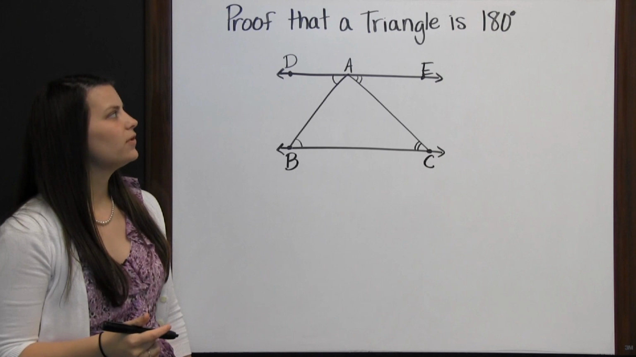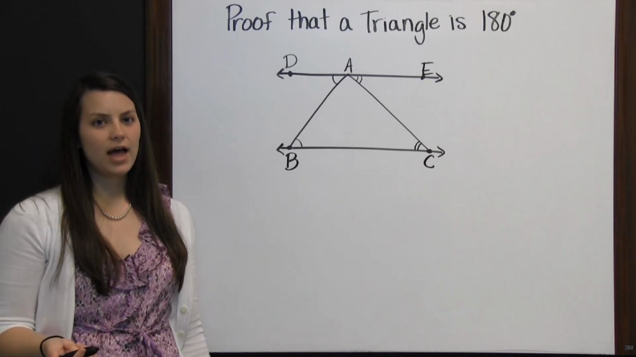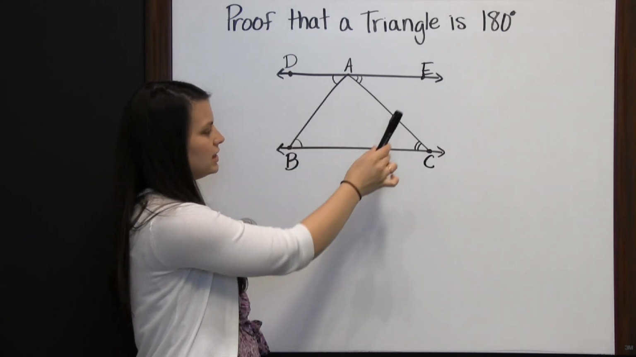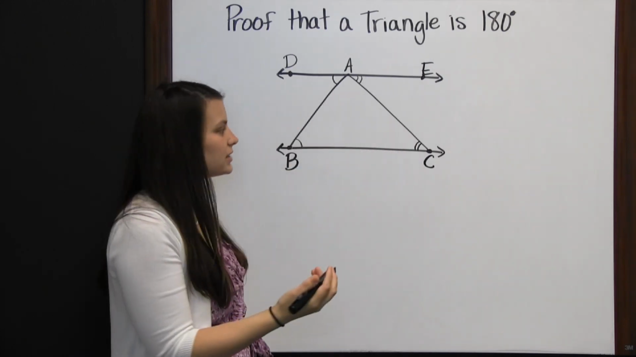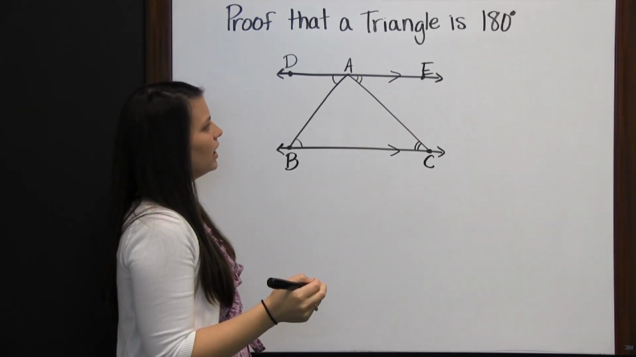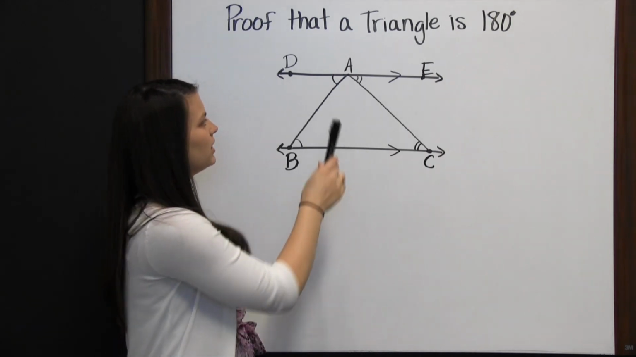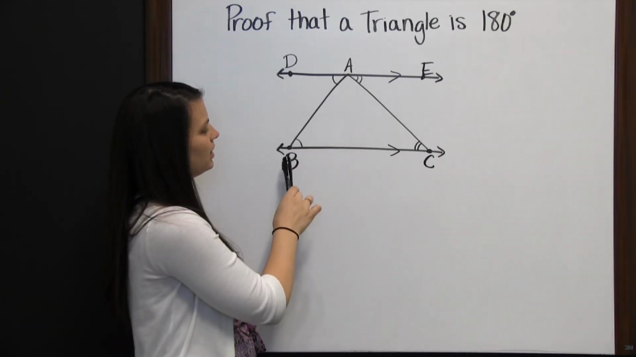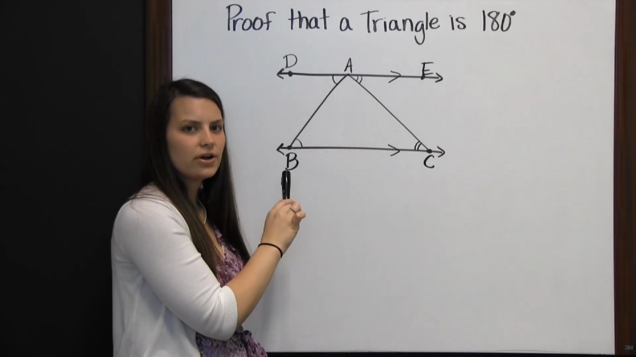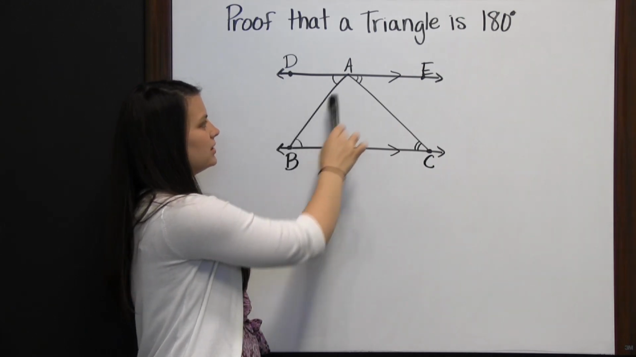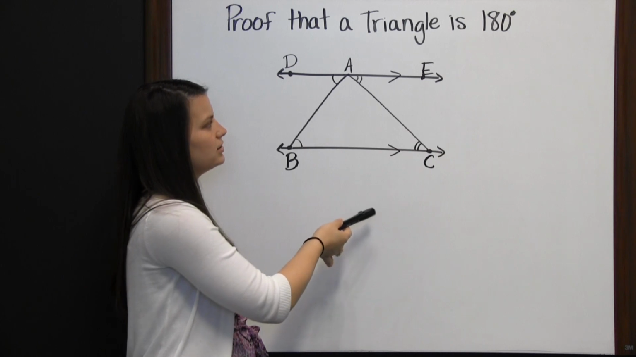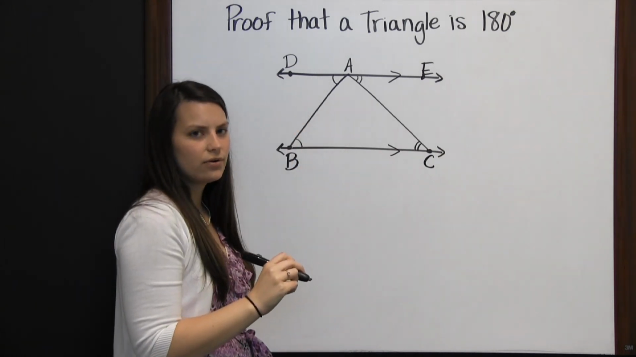But here's another proof of why the three angles of a triangle add to be 180. Here we have two parallel lines, line DE and line BC. And that's important. Our lines must be parallel in order for this proof to be true. And since those lines are parallel, then we can see that angle DAB and angle ABC are alternate interior angles. They're on different sides of this transversal AB, and they're inside our parallel lines. So we call those alternate interior angles.